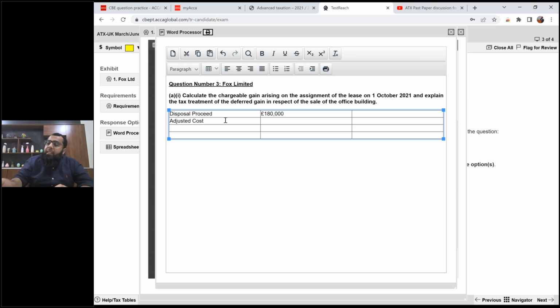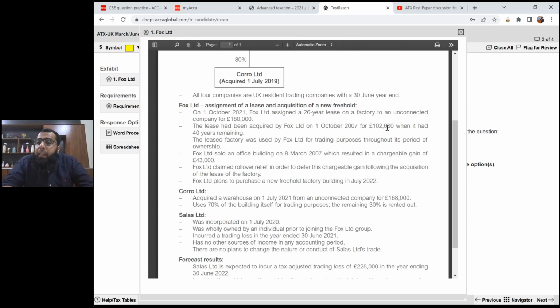We will deduct adjusted cost. Why adjusted cost, will anyone tell me? If the lease is of less than 50 years, we use adjusted cost because it is a wasting asset. I hope you all remember. If the lease is of less than 50 years, we use adjusted cost. Now, what was the cost? The cost was 102,000. But at that time, it was for 40 years. When I sold it, it was for 26 years.